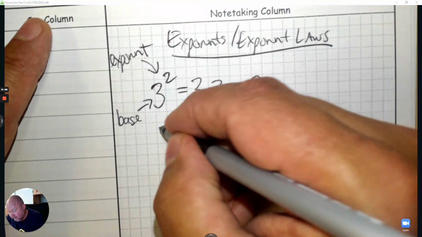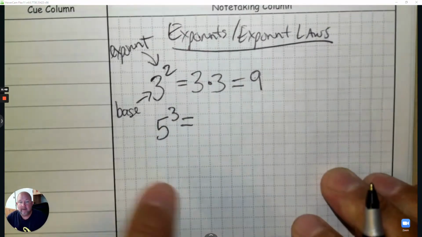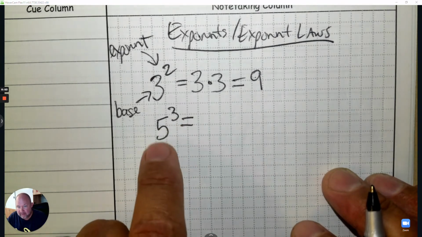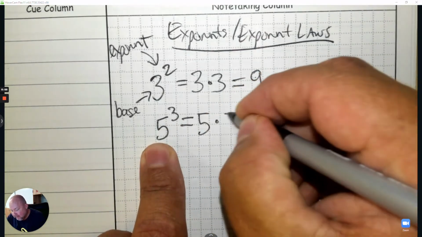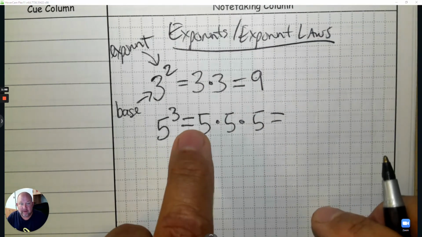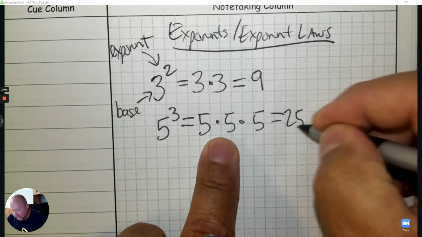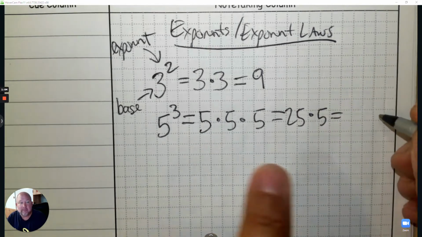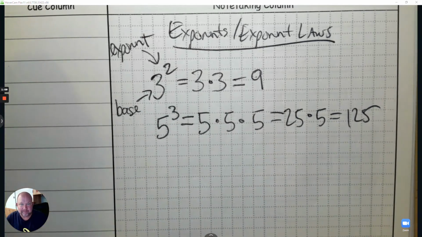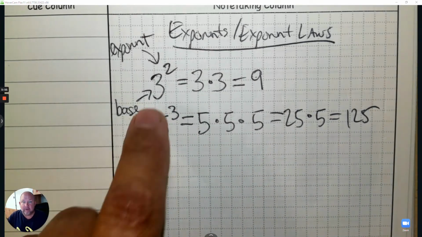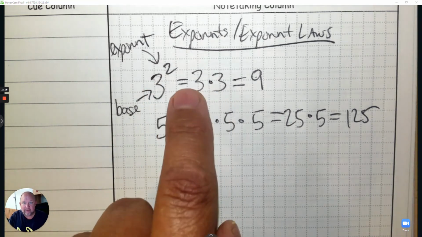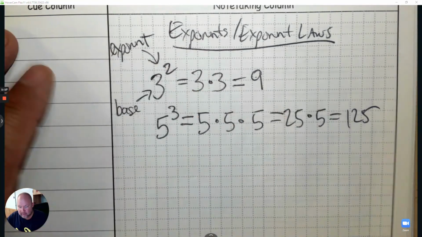So if you have a base and an exponent, again, that exponent says how many do you have of that base? And then you multiply them all together. So in this case, 5 times 5 is 25, and then 25 times 5, that's like 5 quarters, is $1.25. So the first question is, do you understand base with an exponent? It's a multiplying question. It tells you how many, and then actually do the multiplying.